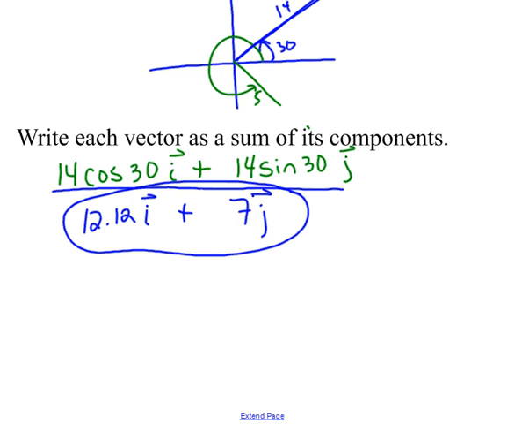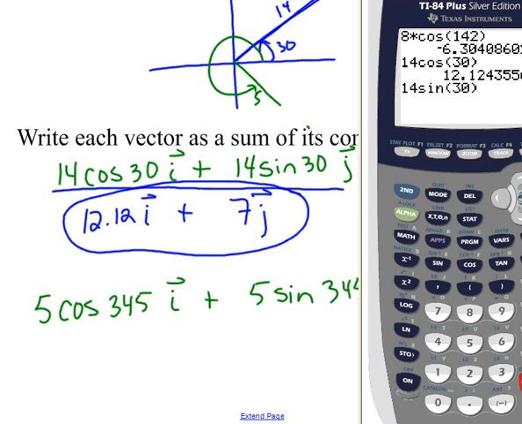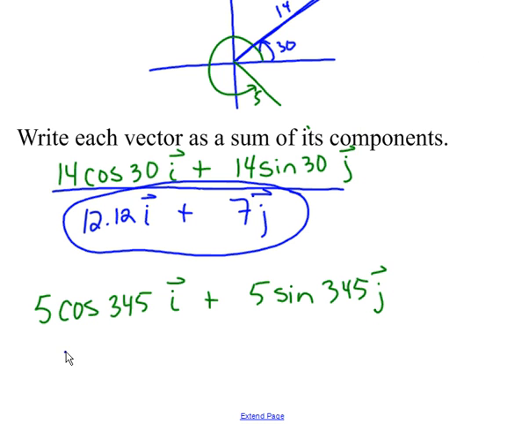And now let's look at the green one. Again, if you're using the formula, you take the magnitude of your vector. The x part is cosine. And then we can just use 345, and we don't have to worry about the positive, negative. And the y part is sine, and that's 5 sine of 345 j. So again, do 5 cosine of 345. Again, we could use exact values, but they're going to give you square roots, and I want decimals. So 4.83, we're going to say.